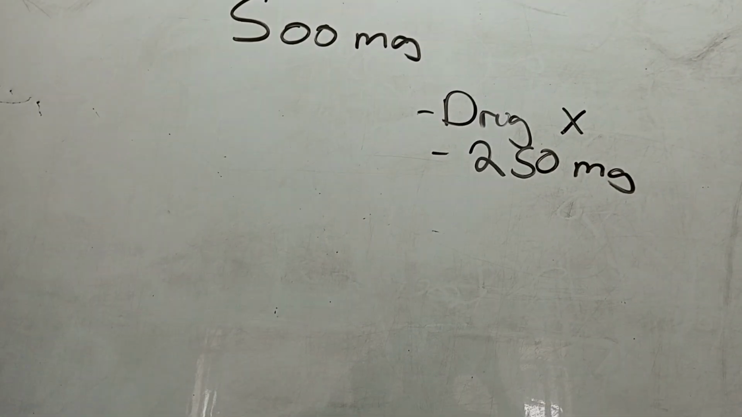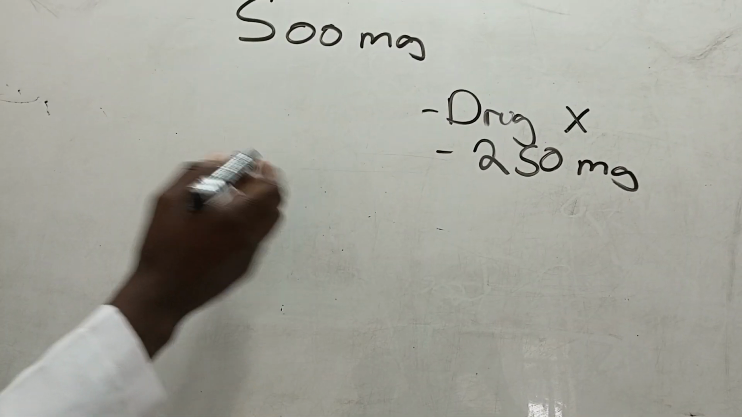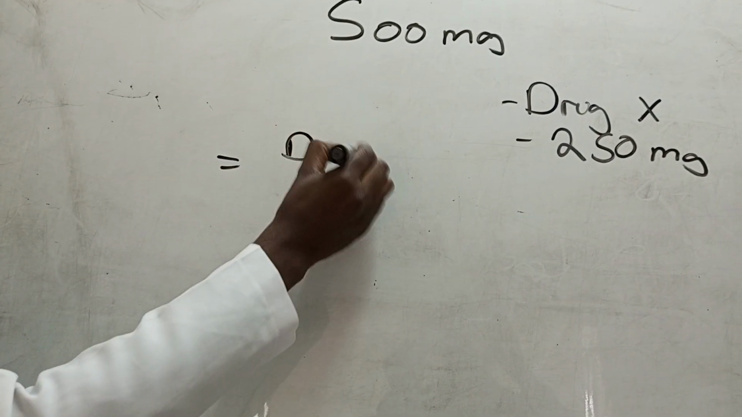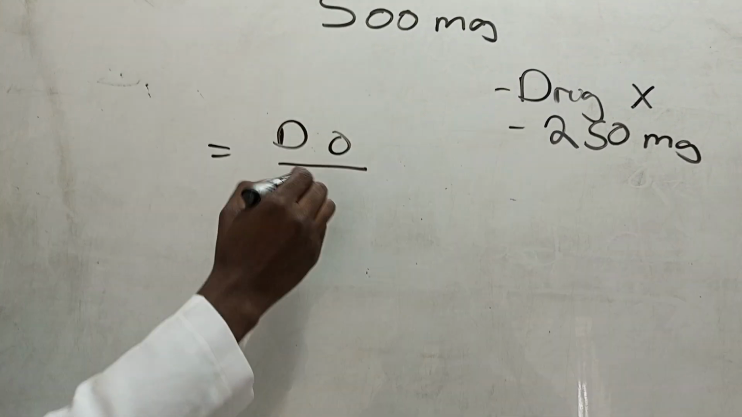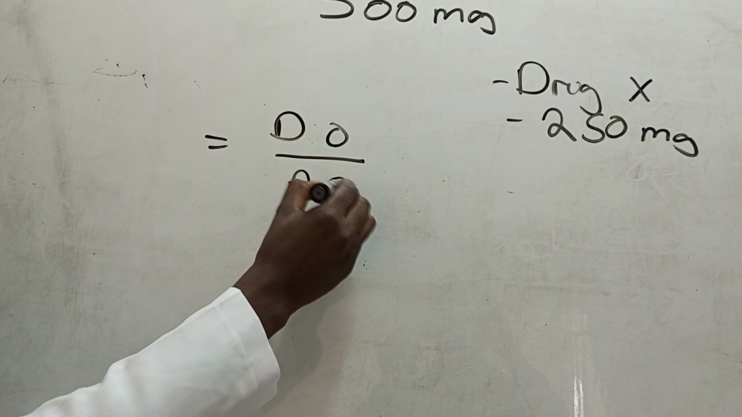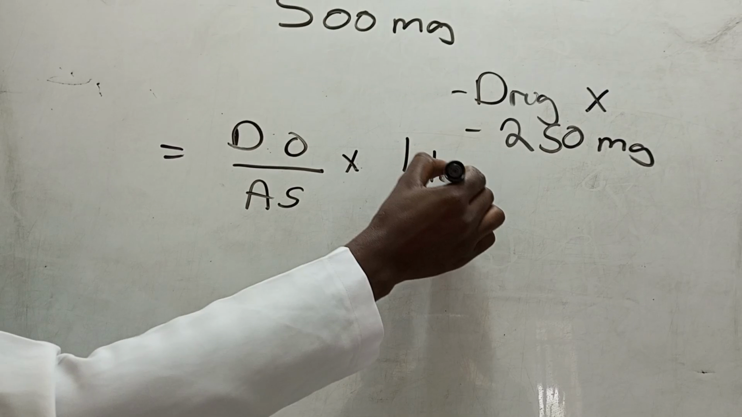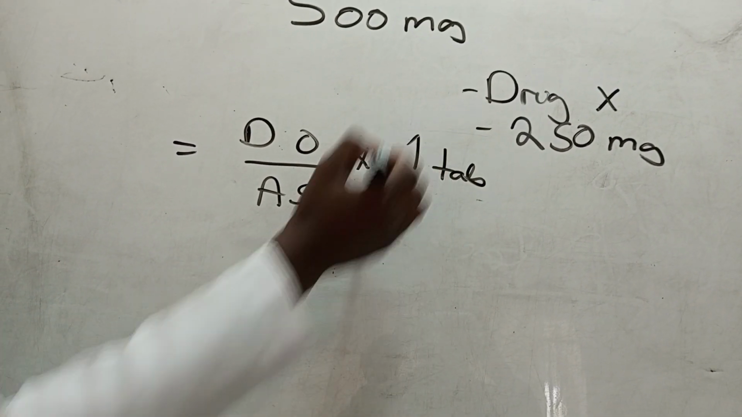So we are going to follow a simple formula here, which is the doctor's order over the available stock times the 1 tab. This is what you are going to follow.